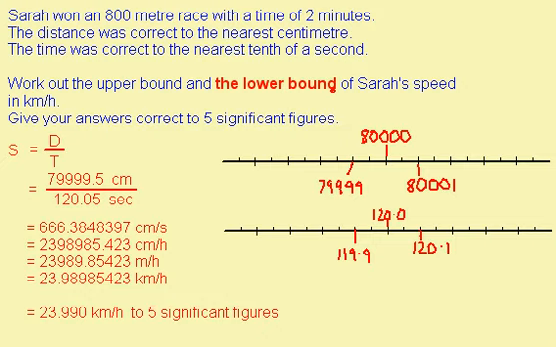To find the lower bound, d has to be as small as possible and t has to be as high as possible. Working in a similar manner to the last question, I get the answer 23.990 kilometres per hour.